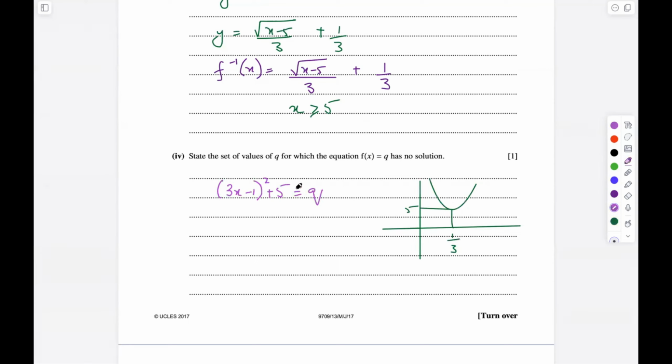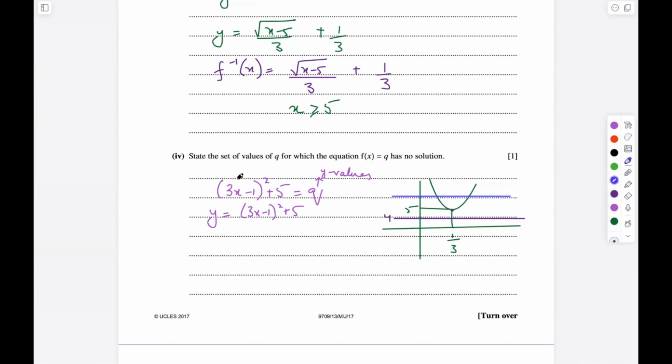So basically what we are trying to understand here is that this q value represents the y values, as we can write this as y equals (3x minus 1) whole squared plus 5. So if we have any value less than 5, let's say q was 4, and we draw the line at 4 up here, there will be no points of intersection or no solutions. But for any value 5 or greater, there will be solutions, as any value of y which is more than 5 will intersect the curve.